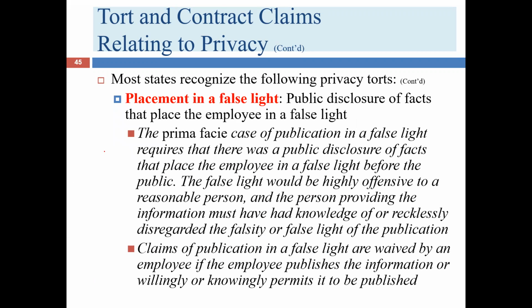So there could be some claim lurking there if the religious bookstore doesn't address the problem once it becomes aware of it. Placement in a false light. This is public disclosure of facts that place the employee in a false light. Imagine the Dallas Morning News having a picture of Bob in handcuffs. You can see the handcuffs. He's holding up his hands and he's got the handcuffs on. And below it says, man indicted for treason.